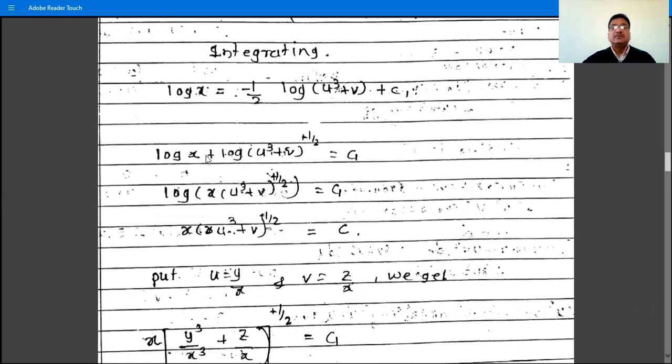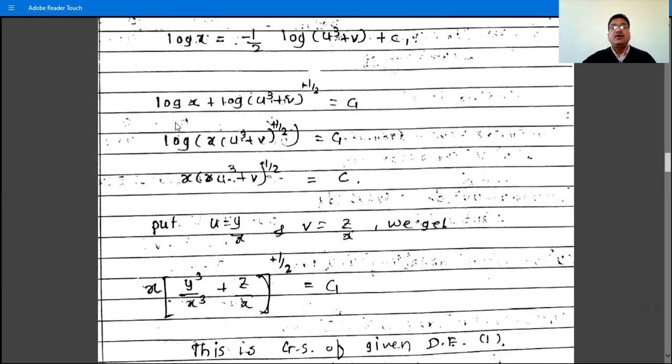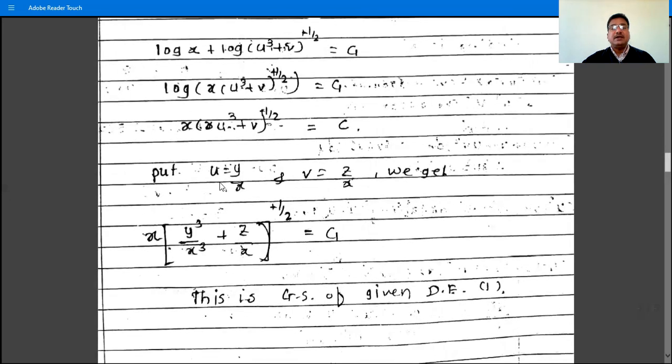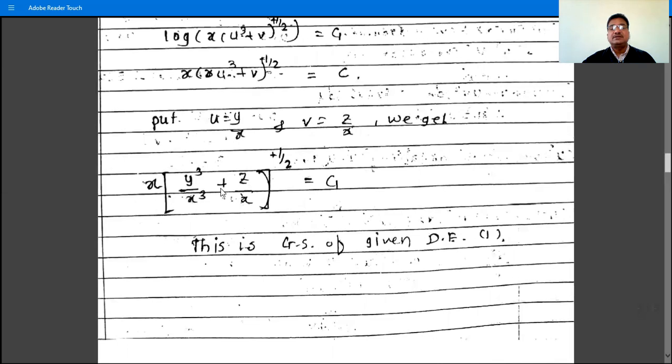And so shift this term to LHS, it becomes plus, then log a raised to m rule, and then we have log a plus log b is log a into b. We have this step is equal to a new constant, suppose e raised to c1 is the RHS, and suppose e raised to c1 as c. And then lastly substitute u as y by x and v as z by x. So what do we get? x in bracket u cube means y cube by x cube plus v as z by x bracket raised to half is equal to constant, and this is the general solution of the given differential equation.